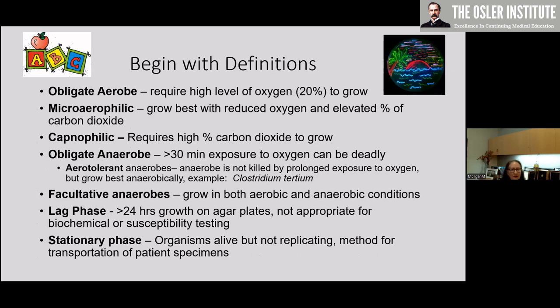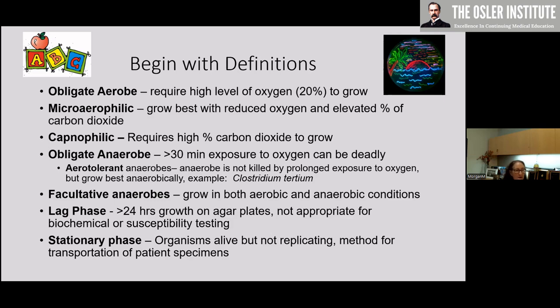Let's begin with definitions. I think you know that an aerobe requires a high level of oxygen. A microaerophilic organism grows best with reduced oxygen and elevated CO2. Capnophilic requires very high CO2 to grow. An obligate anaerobe requires the absence of oxygen, and if they're exposed to more than 30 minutes of oxygen, they may die.